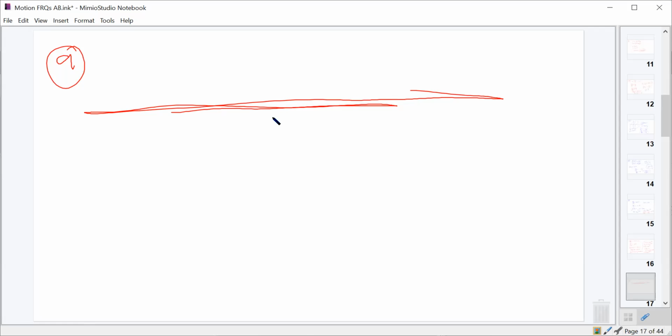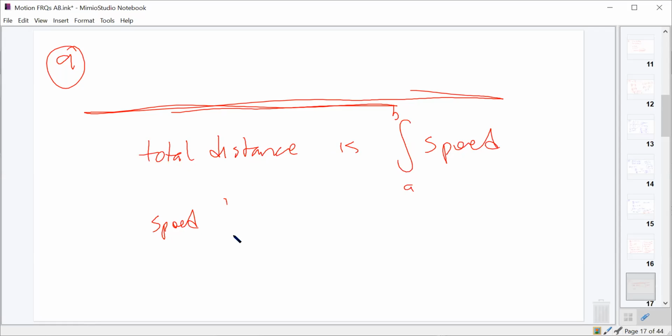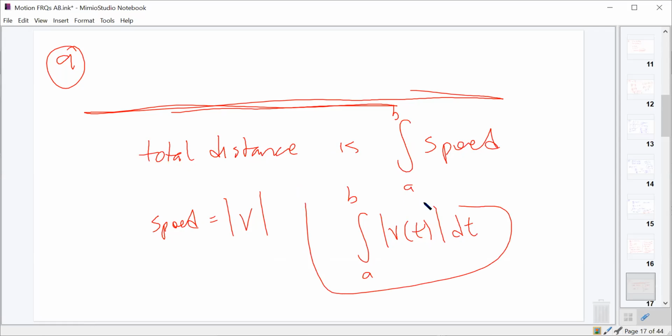So we don't know if its velocity is always positive. It might have a positive or a negative velocity. And to find the total distance traveled is always the integral from a to b of the speed, remembering that speed is always the absolute value of velocity. So this should be the integral from a to b of the absolute value of velocity dt for number 9, which is choice A. Good or no?